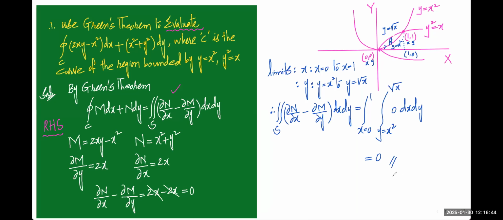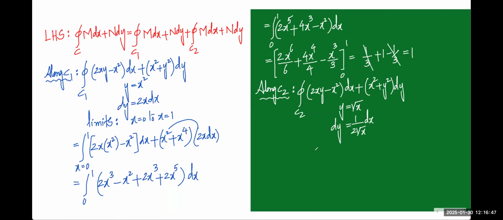And limits are, look at that, limits are from 0 to 1 we have taken for C1. Now for C2, 1 to 0. Limits: x is equal to 1 to x is equal to 0. Now in place of y we put root x. 2x into y value is root x minus x square is x square only. We don't want to change. This is dx plus x square plus y square.